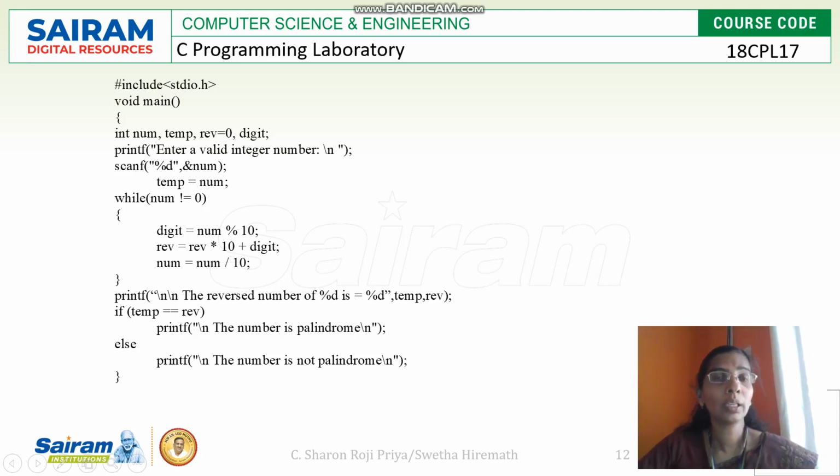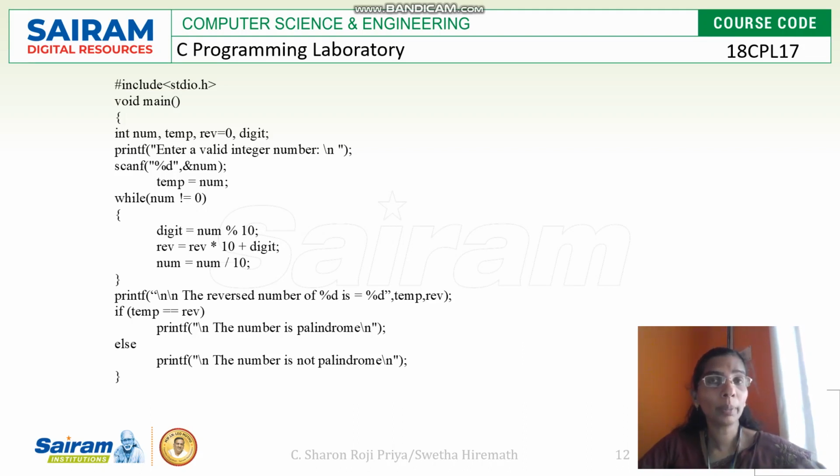Initially, I initialized this reverse variable to 0. So now reverse equal to 0. Reverse equals reverse into 10 plus digit, that is 0 into 10, 0 plus digit. Take the same example, 454. So 4 is my digit after the first operation, that is 454 modulus 10 will give you 4. So my digit is 4. Now reverse is carrying 4.